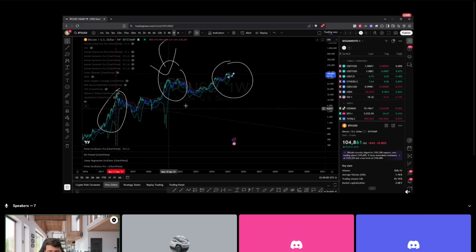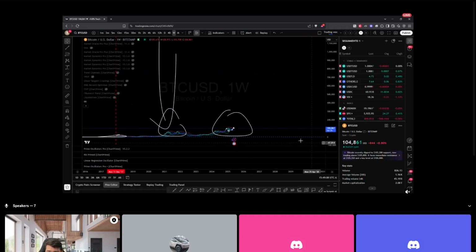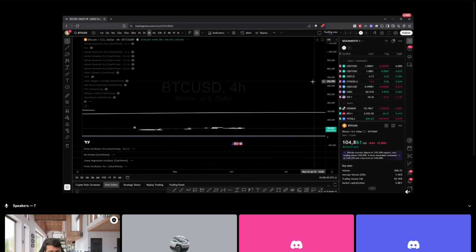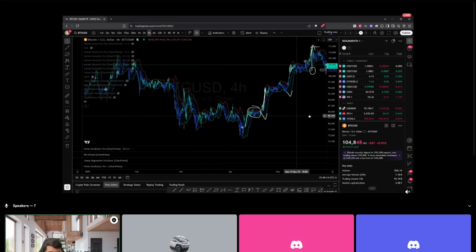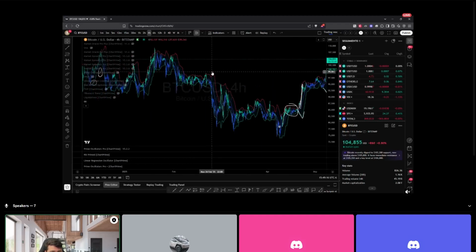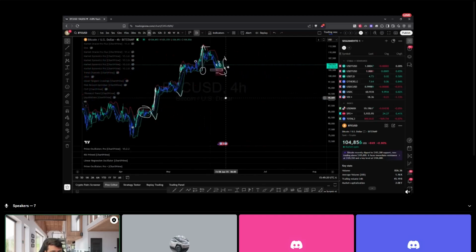We need to go lower. We need to take out logarithmic. We need to go to 4 hours, something like that. Double click. When the range is broken and then we fall back down, what happens? We have an opposite belly at the top. So I just don't see it.